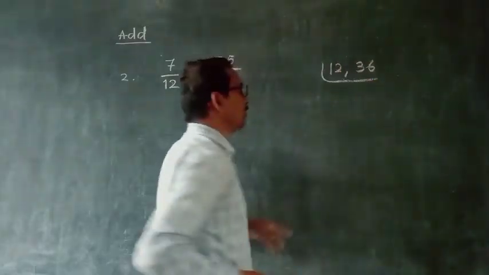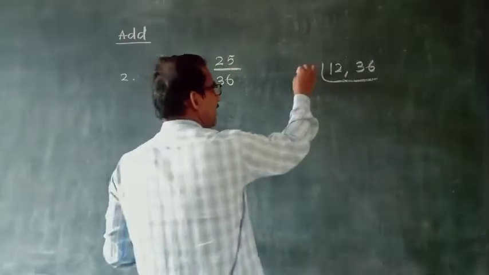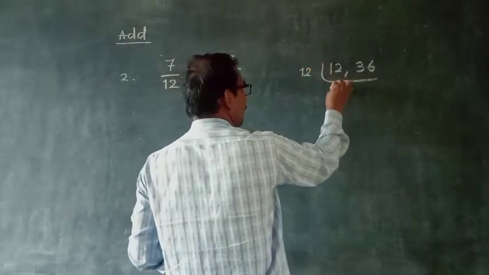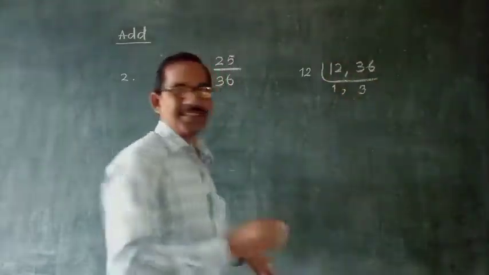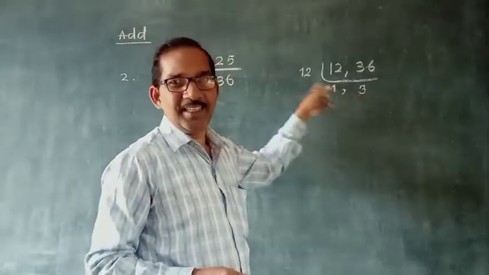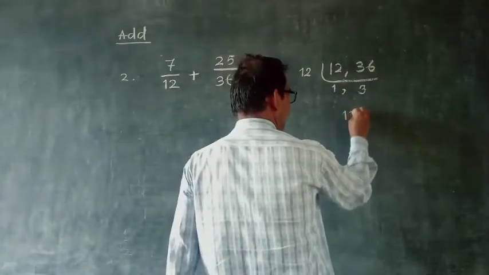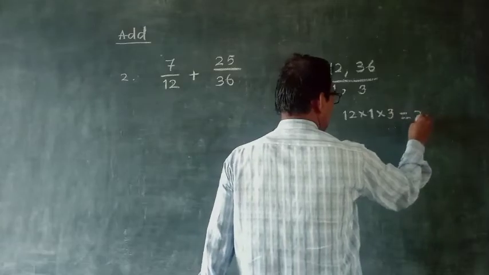You know, children, that 36 is divisible by 12. Then you can directly take 12. 12 1s are 12, 12 3s are 36. Then simply you multiply these three numbers. Equal to 12 into 1 into 3. It is 36.